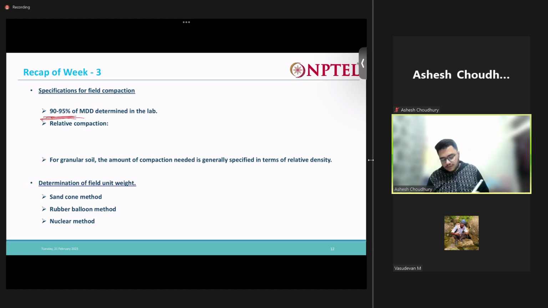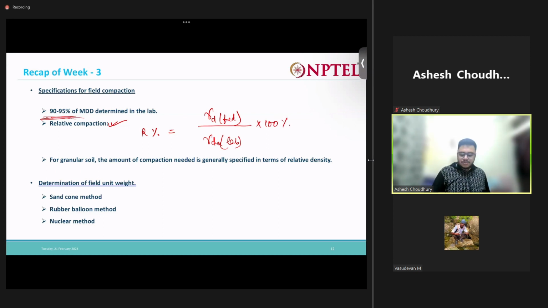Okay, so from here we get another term which is relative compaction. The relative compaction is nothing but the dry density in the field divided by the maximum dry density in the lab, into 100%. So this is my relative compaction. If someone tells me that relative compaction is 100%, that will mean that in the field also maximum dry density has been achieved, whatever was achieved in the lab.